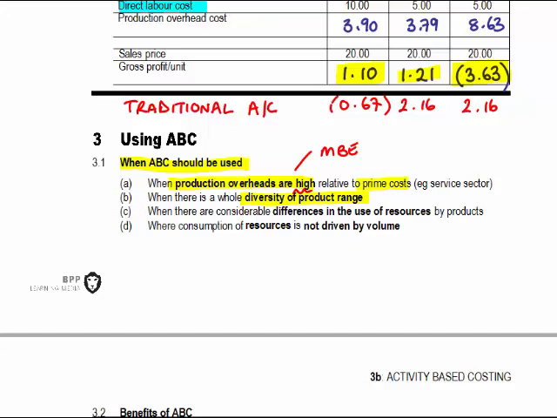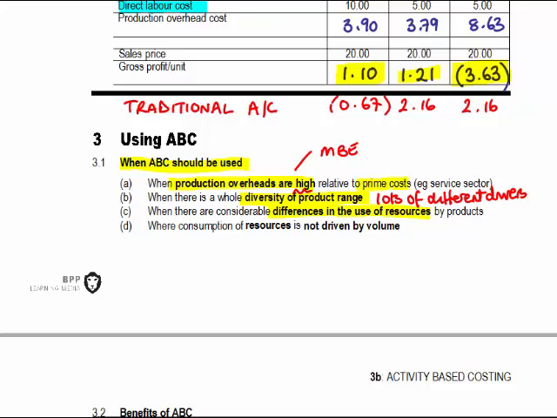When there's diversity in the product range, then we also need to think about using activity-based costing because there's lots of different cost drivers. When there's considerable differences in the use of resources made by different products. If clearly there's lots of different activities, lots of different drivers, but each of the products uses the same amount of them, then really what you're going to get is something similar to normal absorption costing. So you've got to have differences in their consumption for it to be useful.